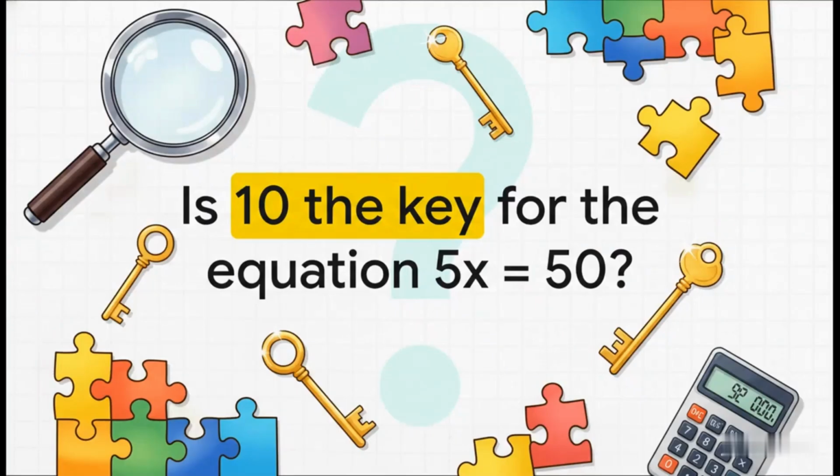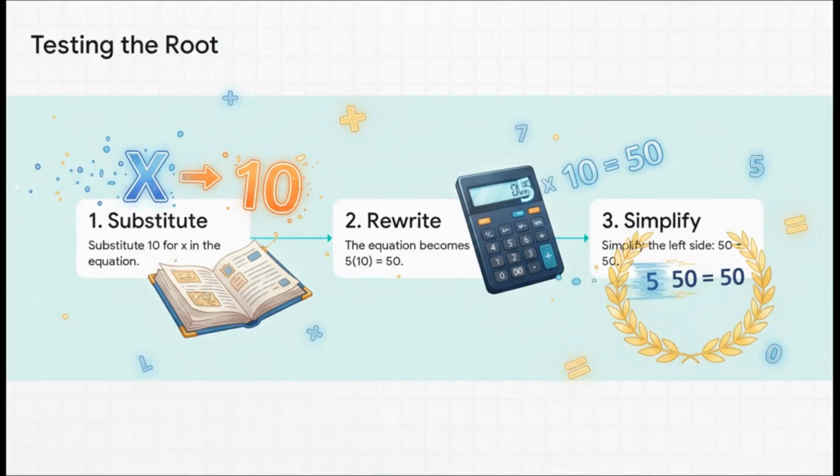All right, let's put this to the test. Here's our first puzzle. 5x equals 50, and we have a potential key, the number 10. So the big question is, does this key actually fit the lock? Let's find out. The process here is super straightforward. First, we're going to take our test number, 10, and just swap it in for the x. So the equation now says 5 times 10 equals 50.